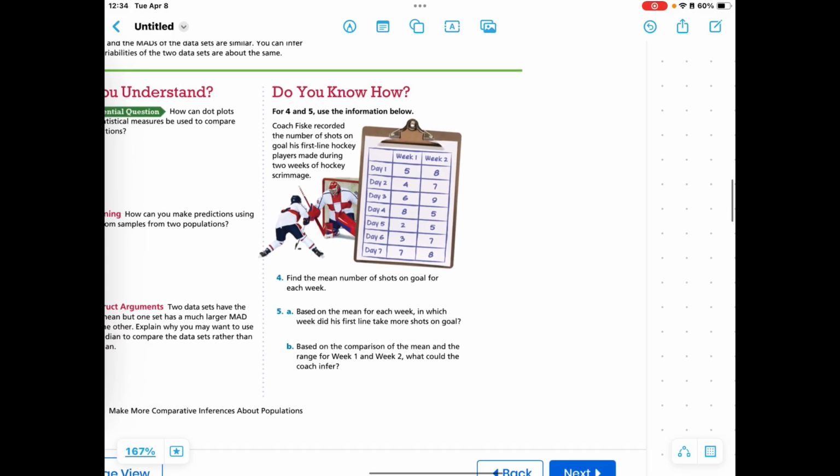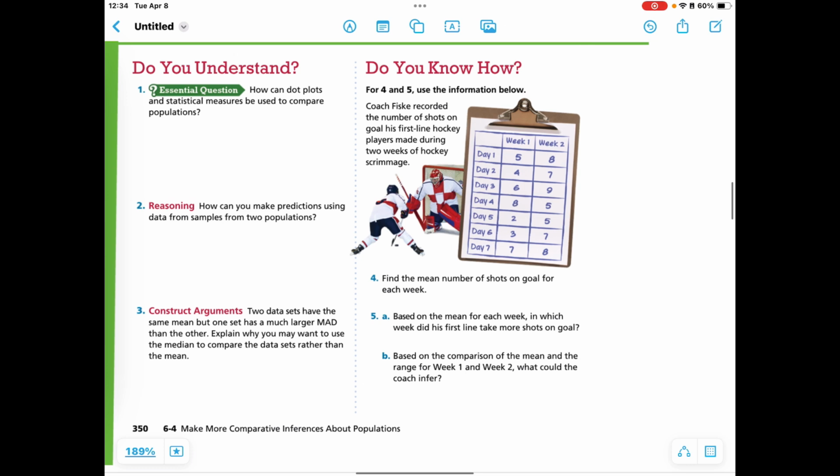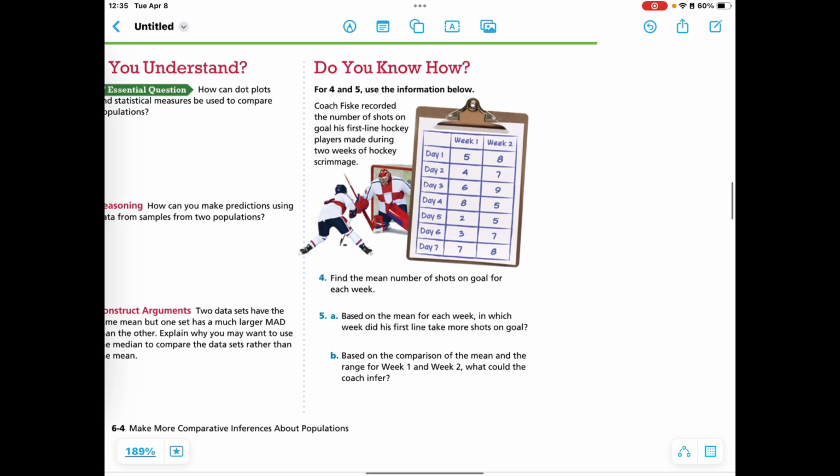All right, so looking at this, do you know how from this statistics unit, it says Coach Fisk recorded the number of shots on a goal his first line hockey players made during the 2 weeks of hockey. So we're broken down into week 1 to week 2.